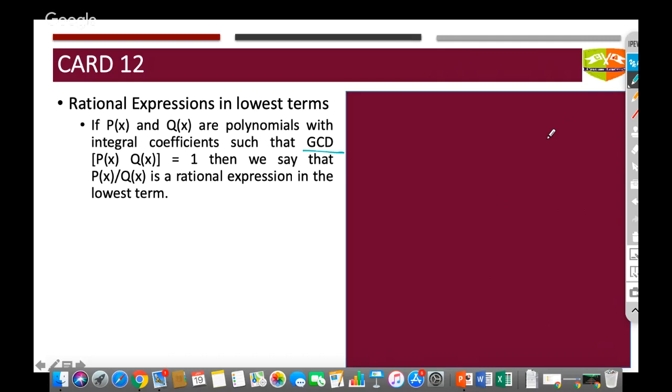So let me give you a question. And the question is: 6x square minus 5x plus 1 divided by 9x square plus 12x minus 5. Now I need to know whether this is in simplest form or not. If it is not in simplest form, I need to find its lowest form or simplest form.